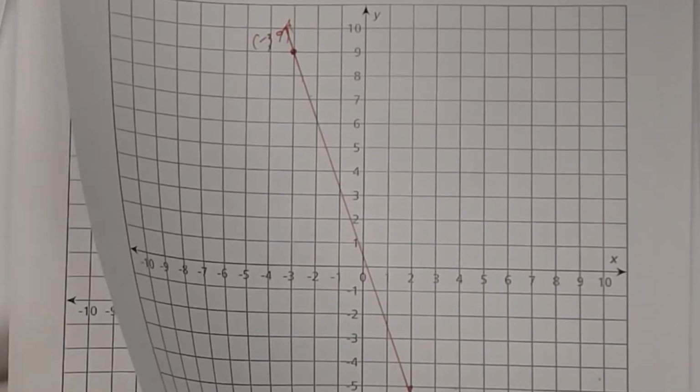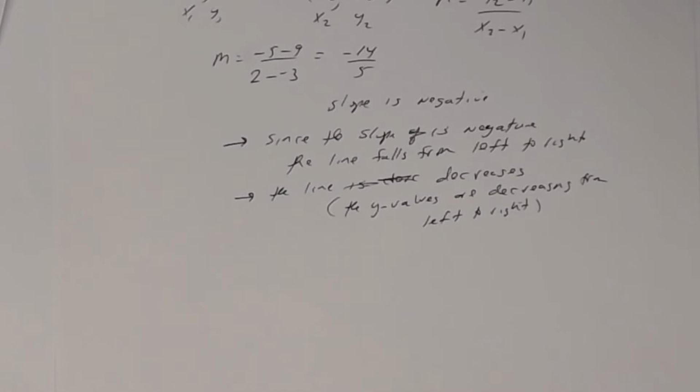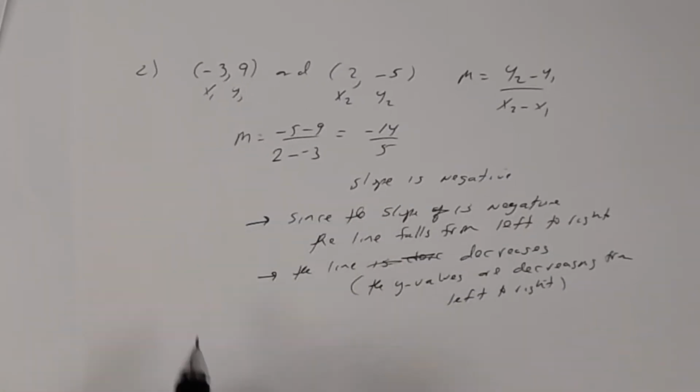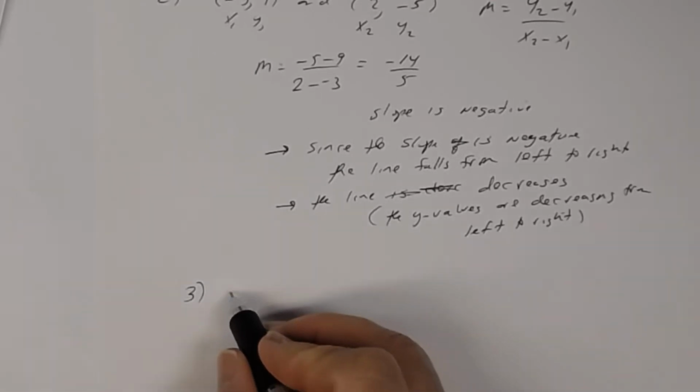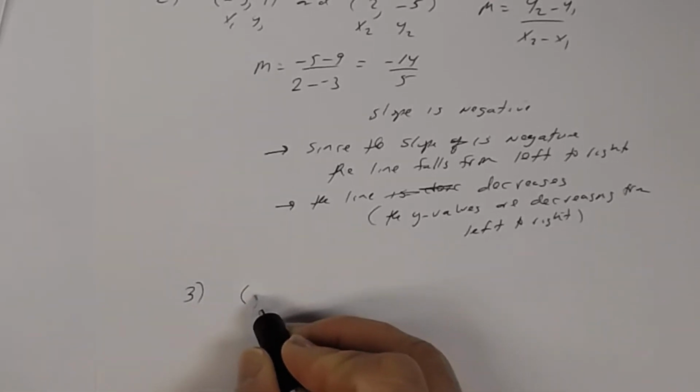Okay? All right. Now, here's something else that you talked about when you dealt with slope. So let's look at number 3. So let's suppose at number 3 I have these 2 points. Let's say we had negative.